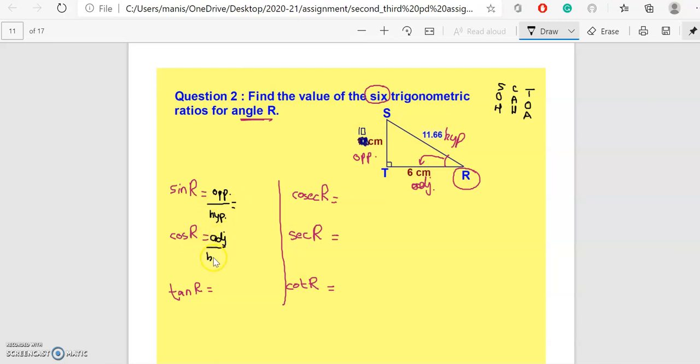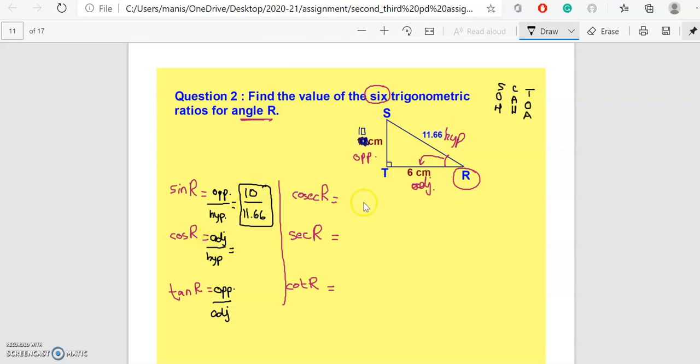Where am I getting all this from? Over here. And this is what? Opposite over adjacent. Okay, so sine is opposite over hypotenuse. Opposite is 10, hypotenuse is 11.66. My answer is 10 over 11.66. I got my answer. Let's go to the second one.